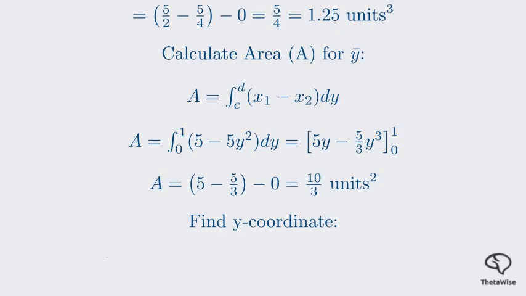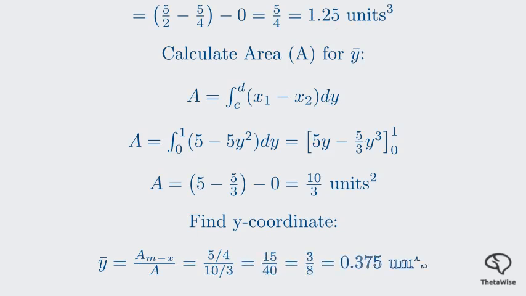Now we can find y bar. It's the area moment about the x-axis divided by the area, 5/4 divided by 10/3. This simplifies to 3/8, or 0.375 units. So the first area moment about the x-axis is 1.25 cubic units, and the distance of the centroid from the x-axis, y bar, is 0.375 units.